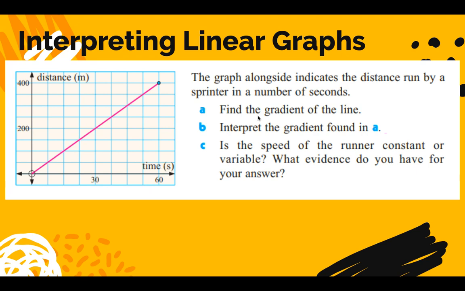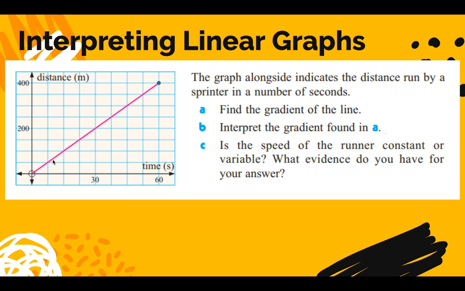So we need to find the gradient, interpret the gradient, and explain if the speed of the runner is constant or variable, and what evidence do we have to suggest this. Well, first off, notice that it is a line. It is a straight line. There are no curves. There are no divots. There are no flat lines. There are no increases or decreases. It's just one steady increase.